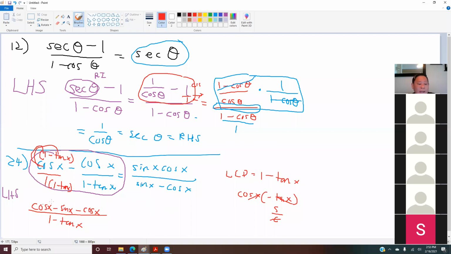Okay, so how many cosine x do we have in this case? The cosine x and cosine x will cancel, right? So this one and then the negative cosine x come from here. And this cosine x and this cosine x will cancel. So what I'm left with in this case is negative sine x over 1 minus tangent x. But this is your right-hand side, this one, completely different. So can someone tell me what we can do next?